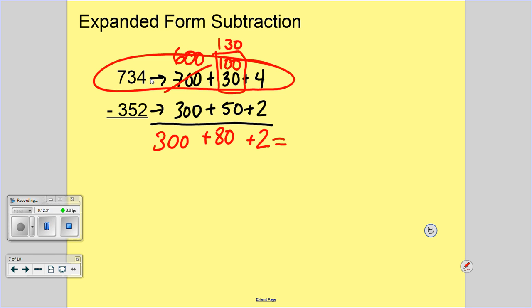Alright, Catherine, put this back in standard form for me. 382. Okay with that? Yeah. It's not so different. It's pretty similar to expanded form addition, right? Pretty similar. Yes, ma'am. Great, problem solved. Alright, we okay with this? You ready to try another one? Alright, let's move on.